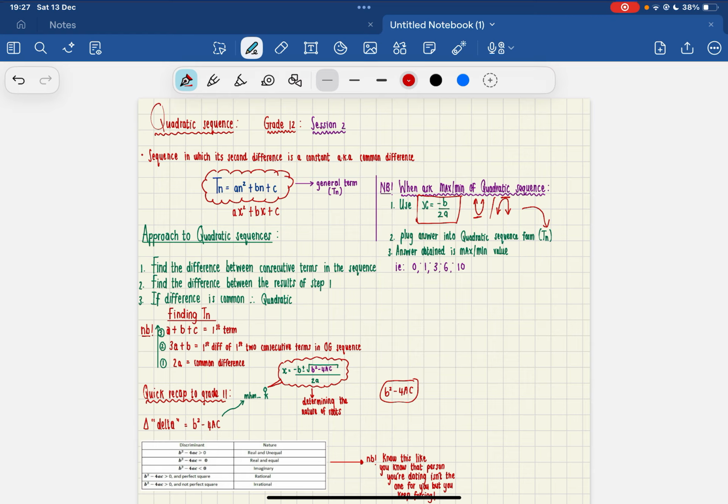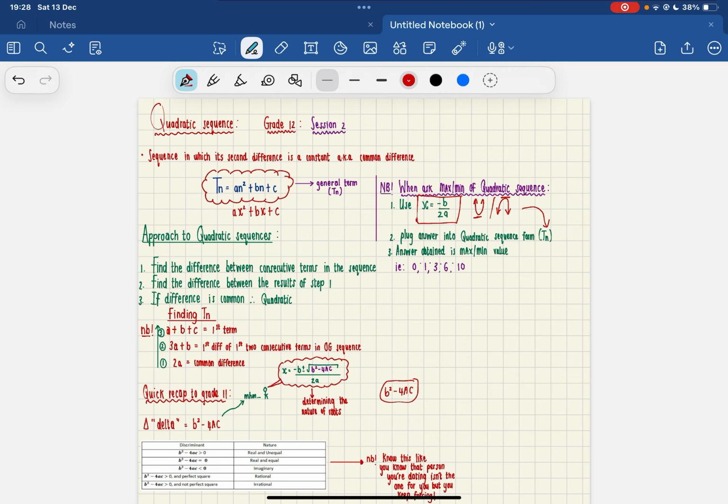Okay, so boys and girls, you did have a look back. You had a moment whereby you encountered a quadratic sequence, be it in the parabola or when you were doing number patterns and functions last year in grade 11. So boys and girls, just a quick recap. A quadratic sequence is essentially a sequence in which the second difference is a constant or a common difference.